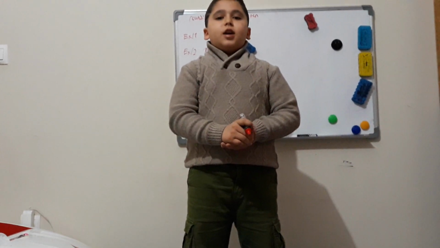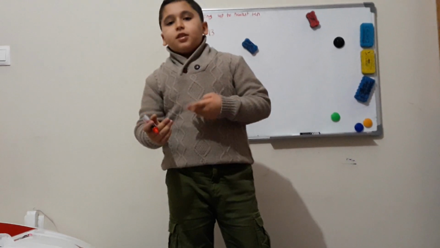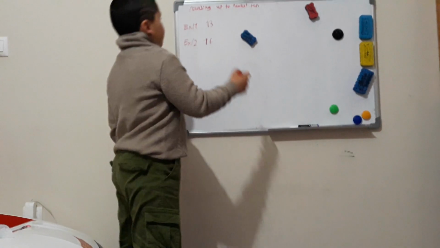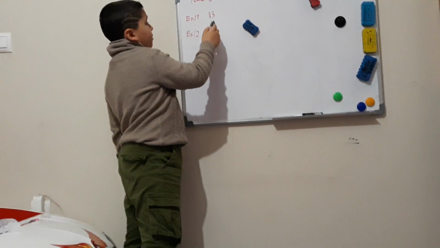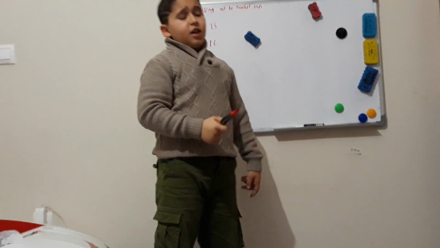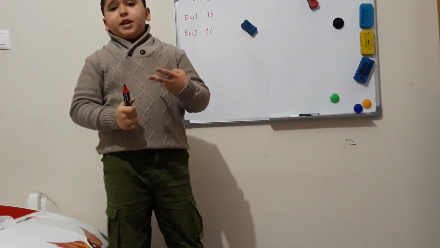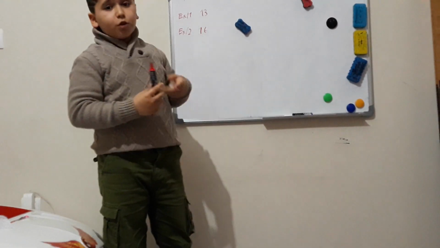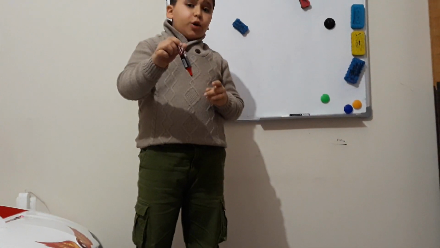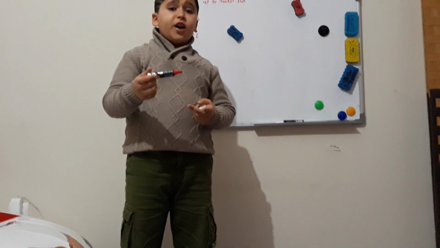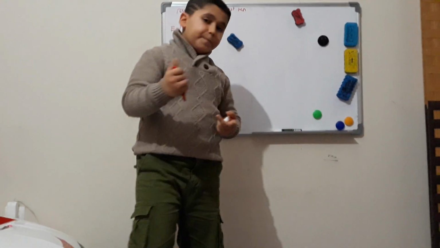Hello everybody, today our subject is rounding to the nearest 10, 100 or 1000. Let's look. My first example is 13, so we should round this to the nearest 10. If my number is smaller than 5, we will round down. But if it's bigger than 5 or it's 5, we should round up.